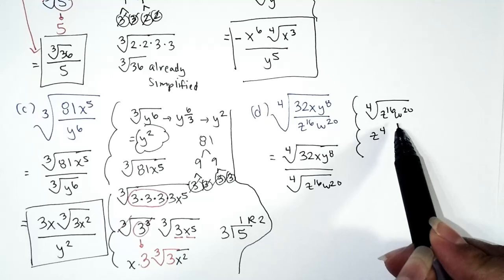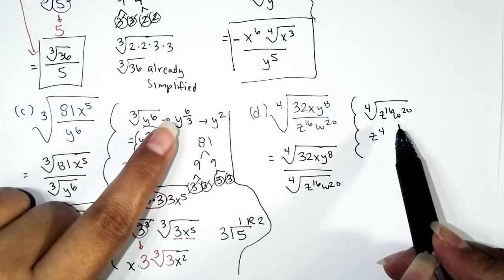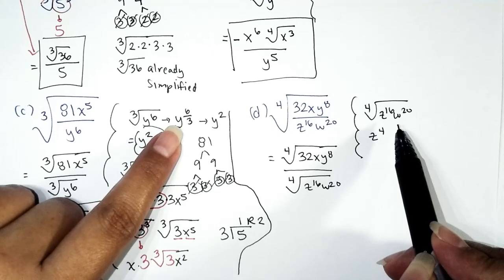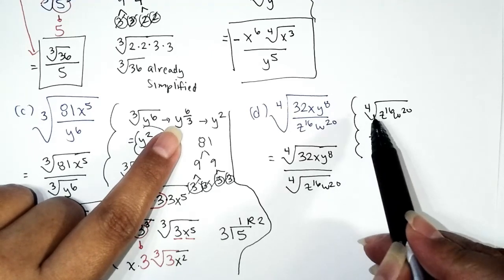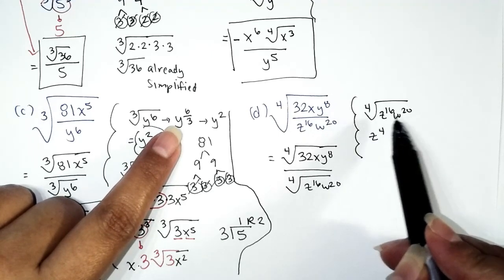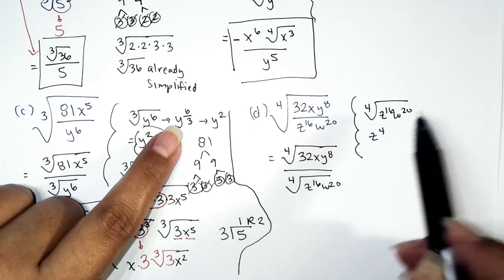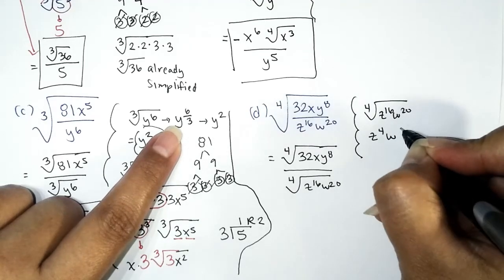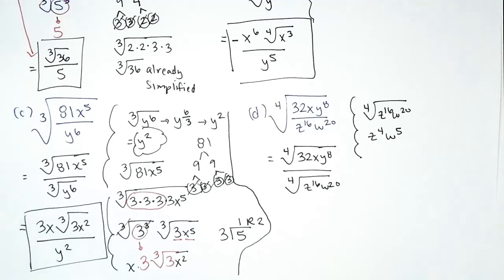Fourth root of w to the 20th, if we were to put it in exponential form like we did earlier, what that boils down to is how many times does 4 go into 20. So 4 goes into 20 exactly 5 times, so no remainder. So thanks to our hard work, we're going to let the reader know that the fourth root of that bad boy simplifies to z to the 4th times w to the 5th.